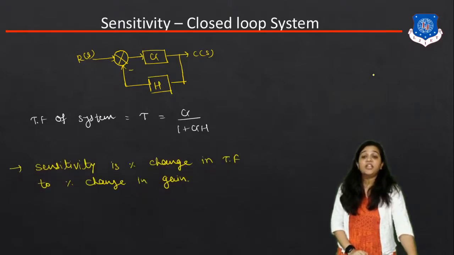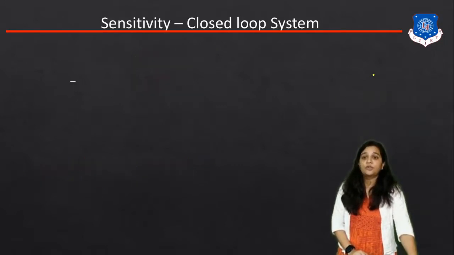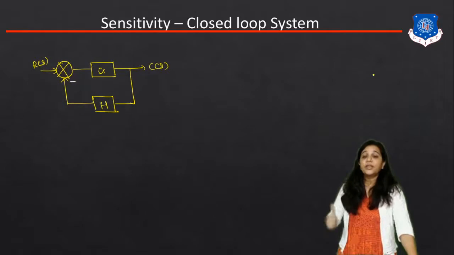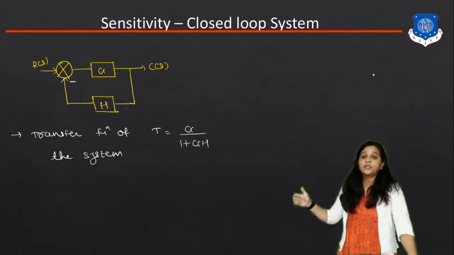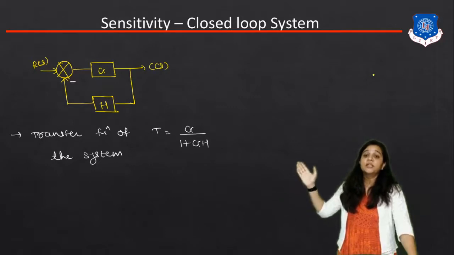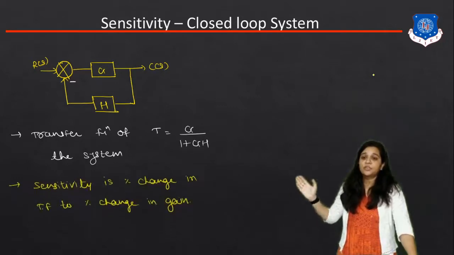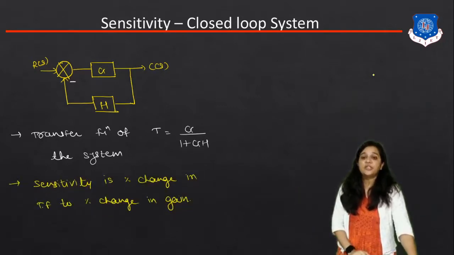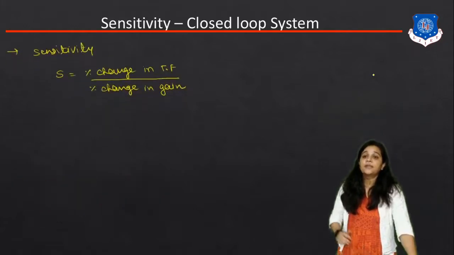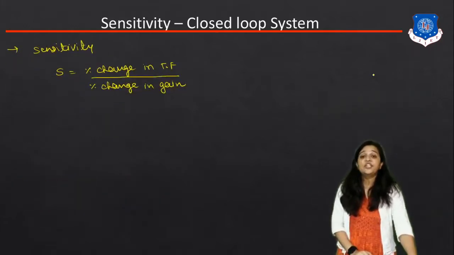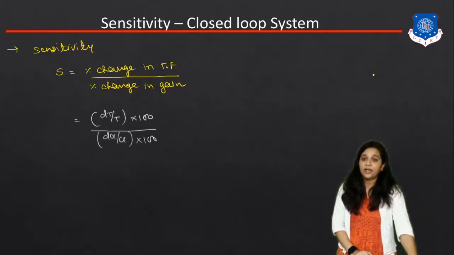Now sensitivity is the percentage change in the transfer function to the percentage change in gain. So again we take a closed loop system. The transfer function of this system is G upon 1 plus GH. The sensitivity will change with the gain. So S is equal to the percentage change in the transfer function upon the percentage change in gain.